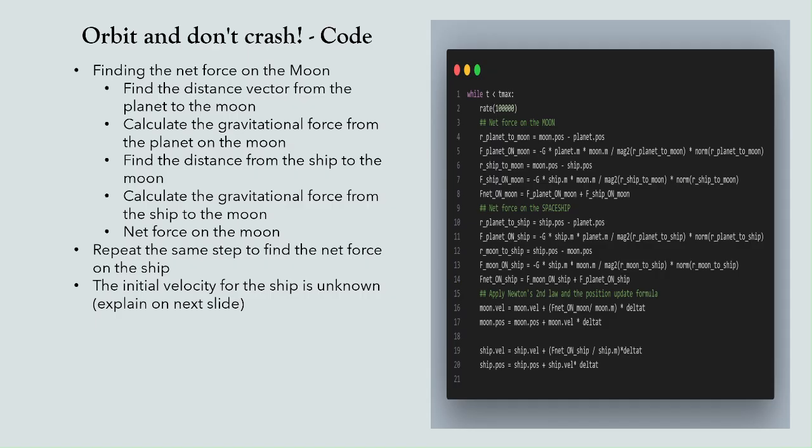Alright, now let's go over the main part of the orbit and don't crash code. First, we've got to find the net force on the moon. We do this by finding the distance vector from the planet to the moon, calculating the gravitational force from the planet on the moon, finding the distance from the ship to the moon, then calculating the gravitational force from the ship on the moon. And using both of those, we find the net force on the moon. Now we repeat the same steps to find the net force on the ship. The initial velocity for the ship is unknown to make a perfect figure 8 between the planet and the moon. We will explain more on the next slide.